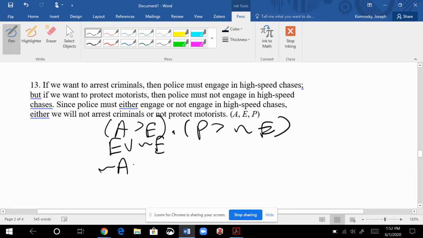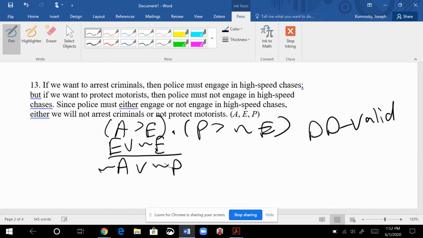So, simply, this is destructive dilemma, valid. And you could rewrite this using commutativity and double negation, which I haven't done here, but you could if you wanted to. So basically, that's it for this chapter with your homework.